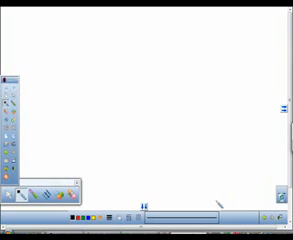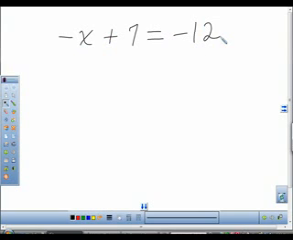We're going to put the rules from 2.1 and the rules from 2.2 together. And you're going to see all those questions I was asking earlier, how they come into play. We're going to start off with this problem. We've got a minus x plus 7 equal to a negative 12, or a minus 12.